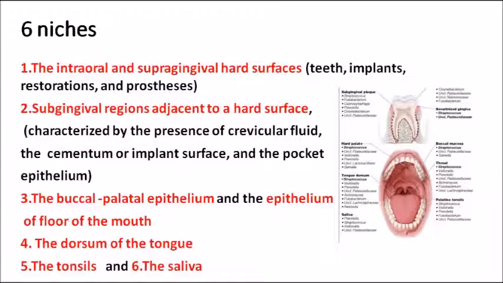After the supragingival and subgingival regions, the third one is the buccal palatal epithelium. See the figure, the top portion, and the epithelium of the floor of the mouth, the bottom portion. The fourth niche is the dorsum of the tongue, 5 is the tonsil, and 6 is the saliva. So, supragingival surface, subgingival surface, buccal palatal epithelium and epithelium of the floor of the mouth. Then we have dorsum of the tongue, then tonsil, and finally saliva, which bathes all these niches.